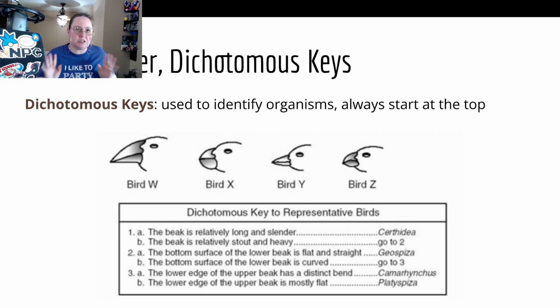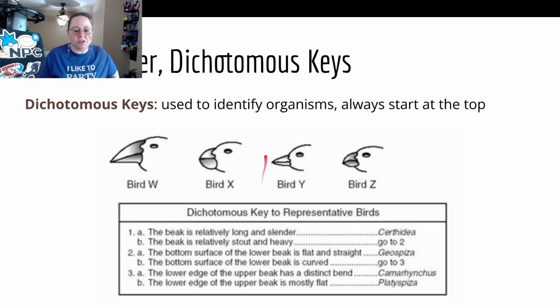And this usually is where sometimes you start second guessing yourself. But again, usually you're working with somebody that can come up and help you, which is really nice. The bottom surface of the lower beak is curved, go to 3. As you can see, this is straight. So we could probably say for this purpose, since there's only 4 birds and we only have 4 answers, this would be Geospiza. So, he's a Geospiza.